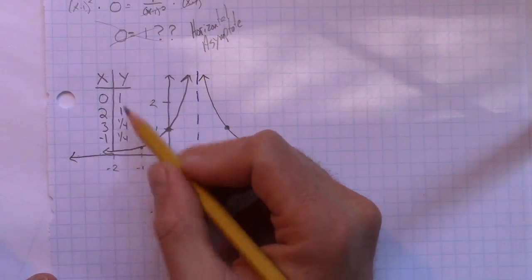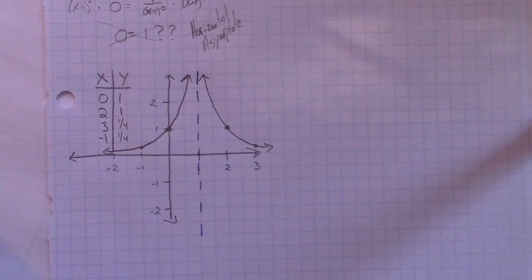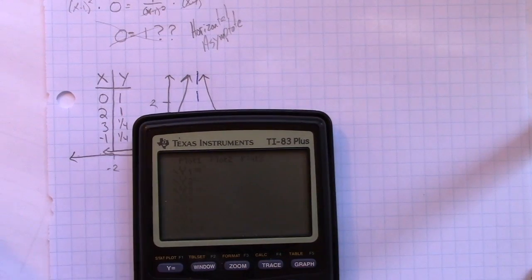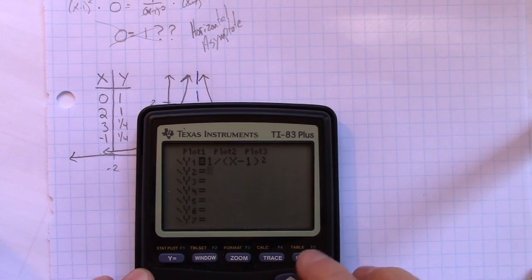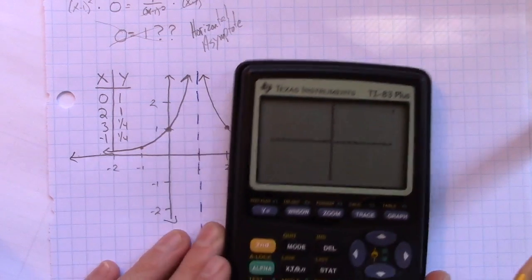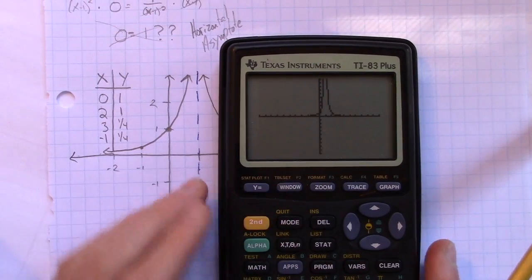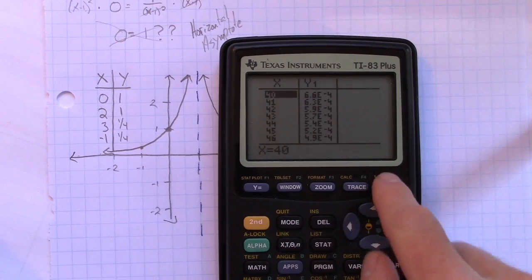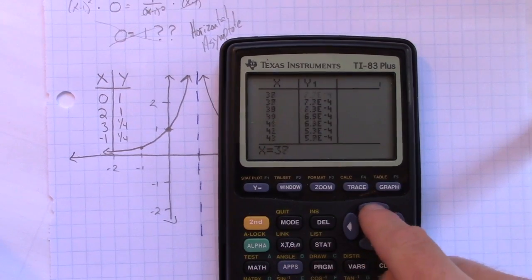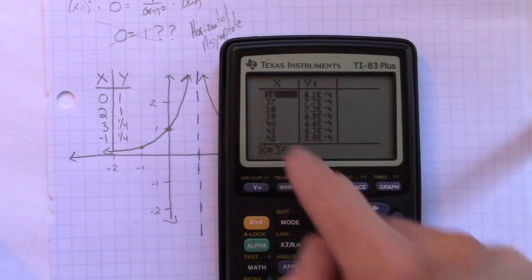You could add a whole bunch of points there, and you can also check that in your graphing calculator. You could go through this and do 1 over x minus 1 squared, and you could look at the graph, but it's like, oh, I'm not sure if that works. You could also look at the table. So the table's right there. If you hit the second button and then this, you can look at all the x values. Now my table is messed up, so I need to reset it.